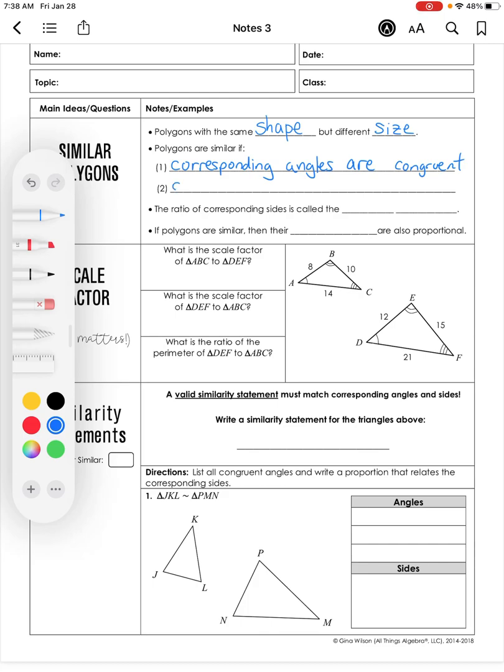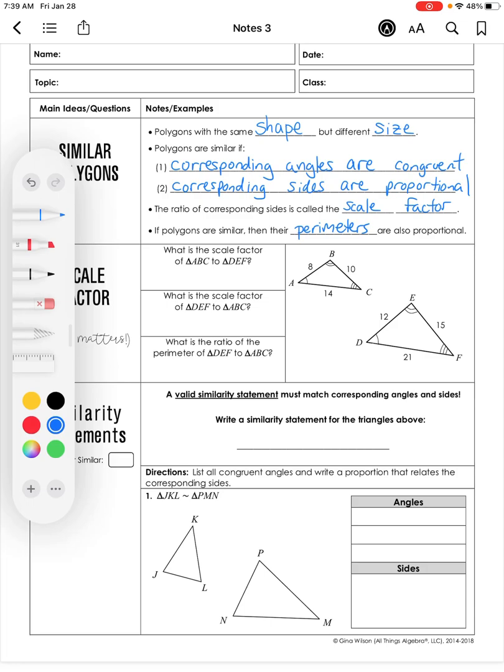And then the corresponding sides, they're not going to be equal. They're going to be called proportional. The ratio of the corresponding sides is called the scale factor. So it could be 2 times bigger, a half times bigger. That's the scale factor. And if they're similar, then their perimeters are also going to be proportional.